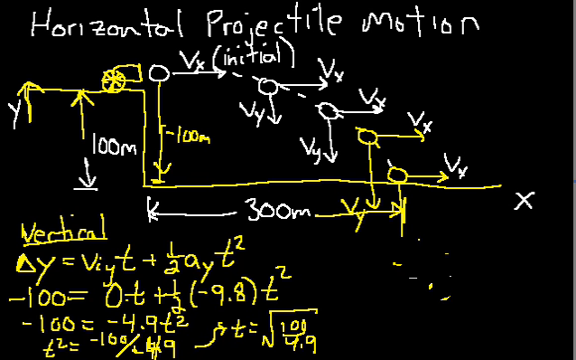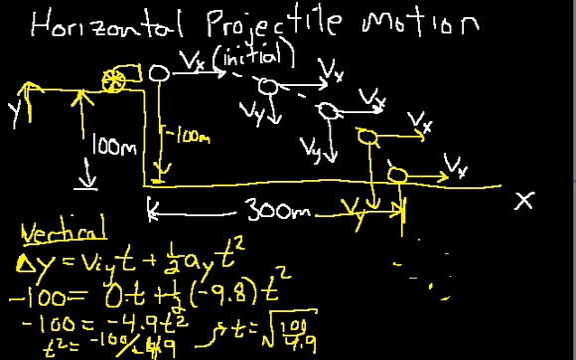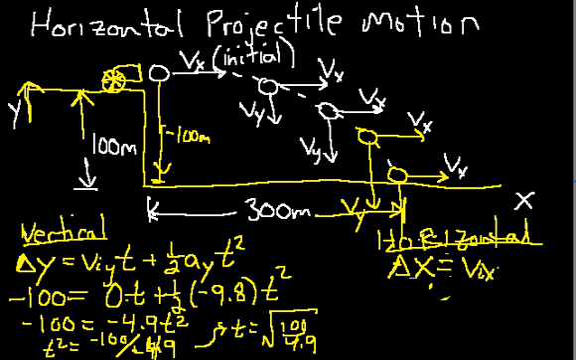All right, let's look at the horizontal direction then. Do it in yellow. All right, so horizontal. Delta x is the change or the displacement in the horizontal position. The horizontal position is my x position. And that is going to be equal to my initial velocity in the x direction times time, plus my 1/2 the acceleration in the x direction times time squared.